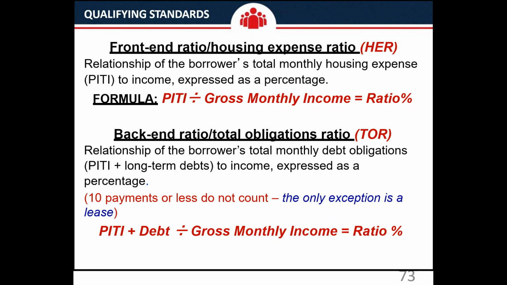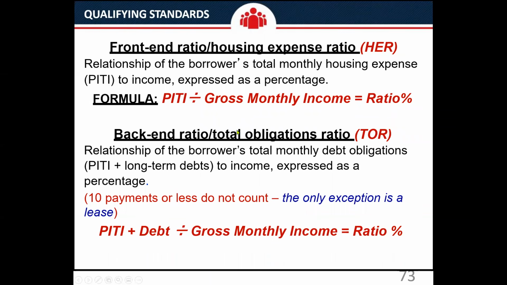It is a relationship of the borrower's total monthly housing expense, PITI, to income expressed as a percentage. Here's the formula. The PITI, the principal, the interest, the tax, and the insurance, is divided by the gross monthly income to get the ratio. That's your front end.